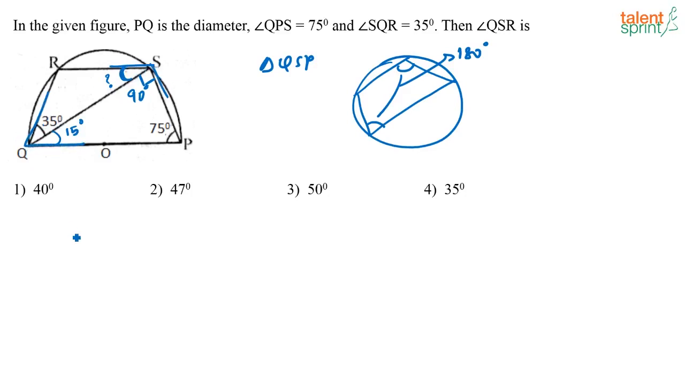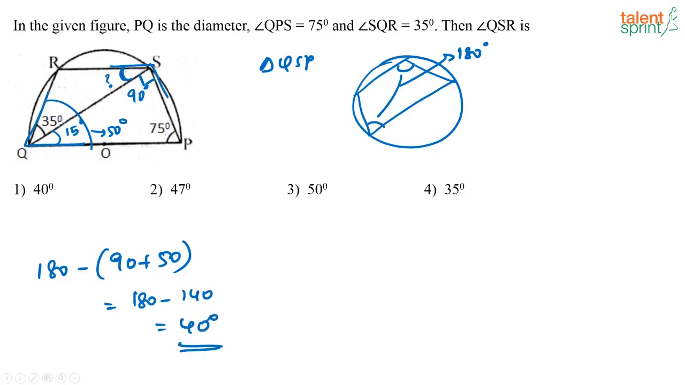So when you add, you get the answer as 50, right? This angle totally I know is 50 degree. This is 90. So what should this be? 180 minus of 90 plus 50, right? Or that is equal to 180 minus 140, right? That is equal to 40 degrees. Option 1. Yes. See, you just have to use the property that the sum of the angles of the opposite sides of a cyclic quadrilateral add up to 180 degree.